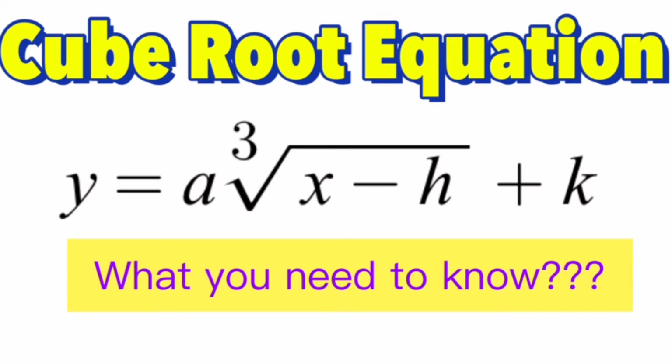We remember that the graphing form or the vertex form of a cube root equation is given in an equation y equals a cube root of x minus h plus k. Now let's investigate the effects of a, h, and k to the graph.